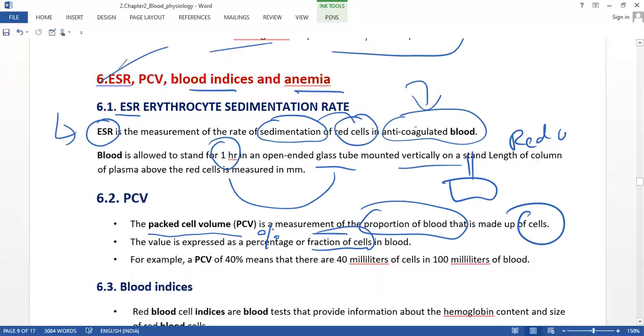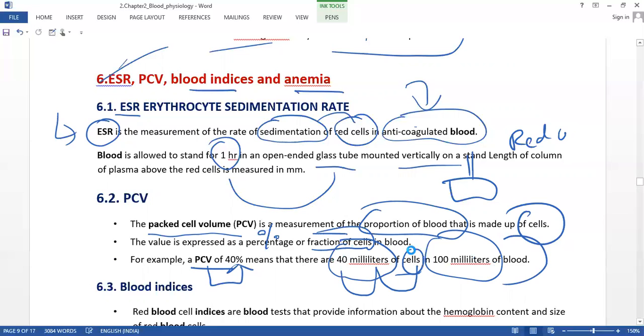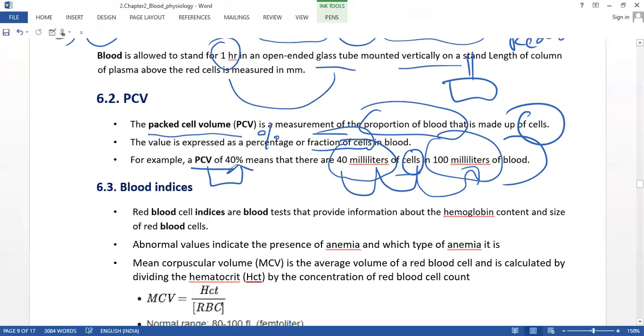For example, a percentage and fraction in the case of PCV, that is packed cell volume. If it is 40%, it means that there are 40 milliliters of the cells in 100 milliliters of the blood. So that indicates the blood indices.